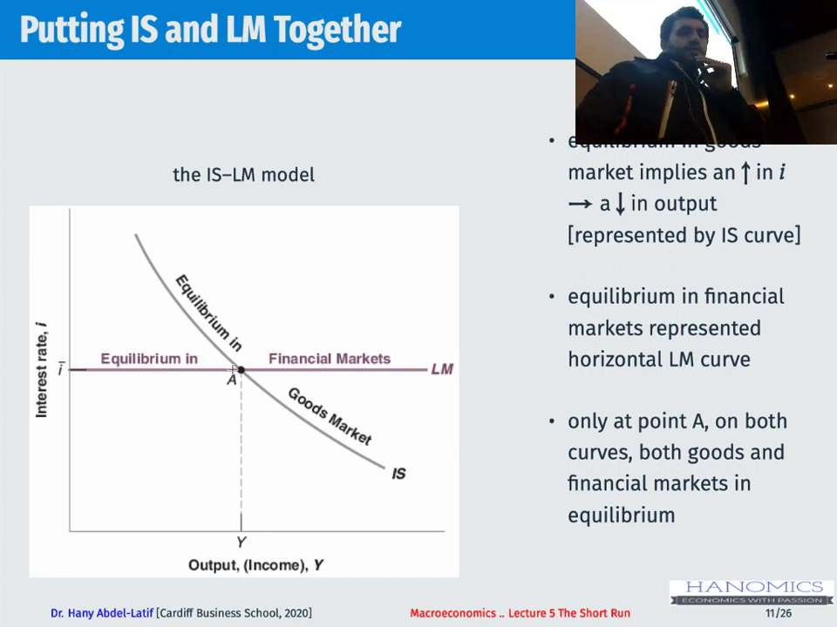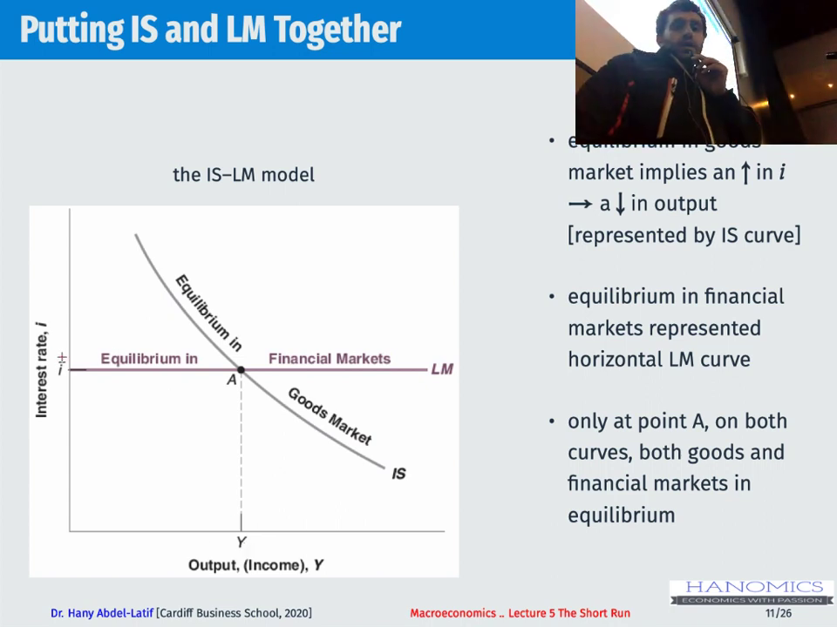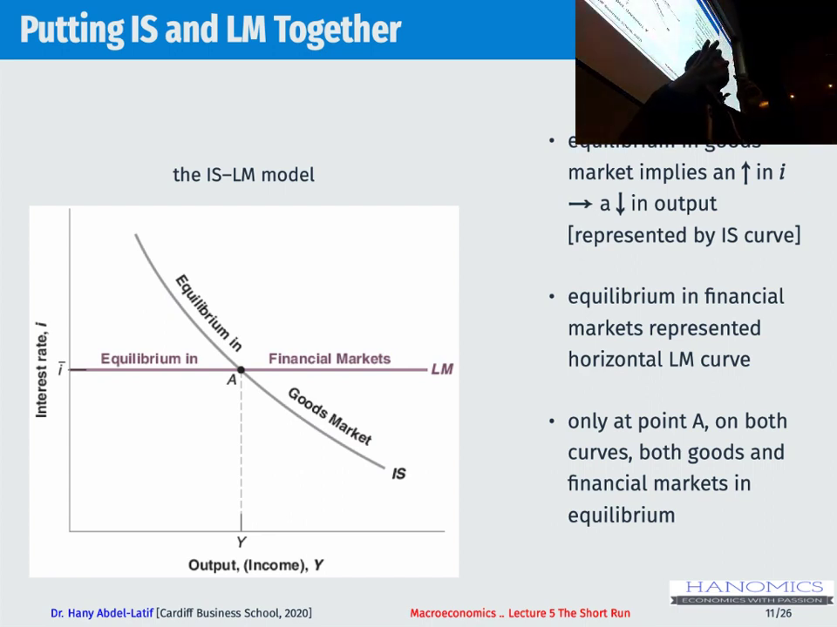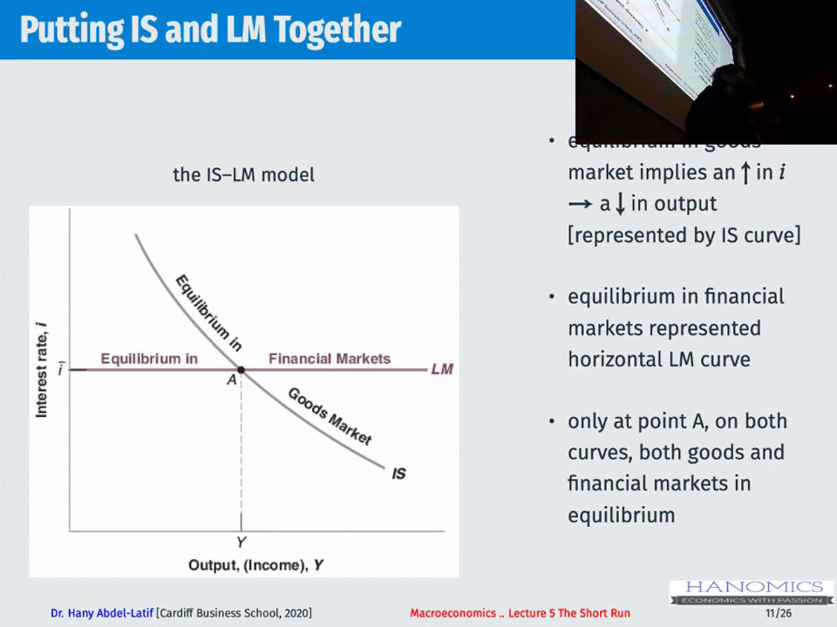And that gives us the associated output level or income level. So this is the equilibrium level of output, and also the equilibrium interest rate. Is that clear? So this is how we get equilibrium in both markets. All we did is bring these together in one graph, and this is basically the IS-LM model.